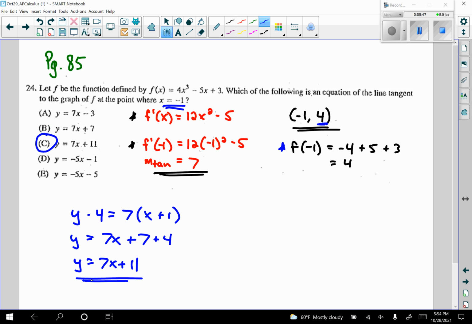y equals 7x plus 11. But feel free to pause this video, look over the steps again, compare them to what you did. If you've got a different answer, see where you might have made a mistake. And if you still have questions, just ask me on Monday.